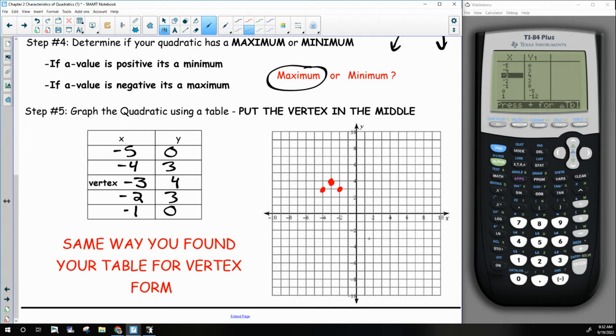Then I have -5, 0. Over 5 to the left, 0. If there's a point there, there must be a point here. Quadratics are always symmetrical. Okay, which that works. That's the point -1, 0. This is the point -2, 3. We have symmetry, which means our table is correct. We put everything in correct. Our vertex was correct. It's time to plot our points and connect them.